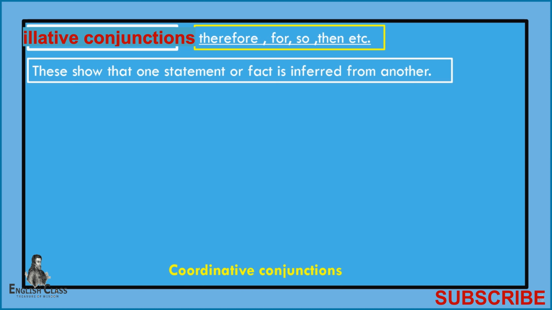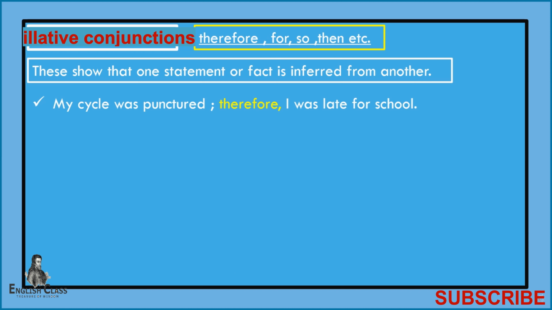Okay, so here just go through this statement. My cycle was punctured, therefore I was late for school. Here, I was late for school, it is an independent clause. My cycle was punctured, it is also an independent clause. But how to make one sentence conjoining these two statements? That's where we need one suitable conjunction. So we have used here therefore.